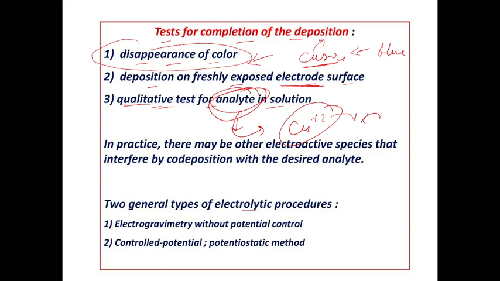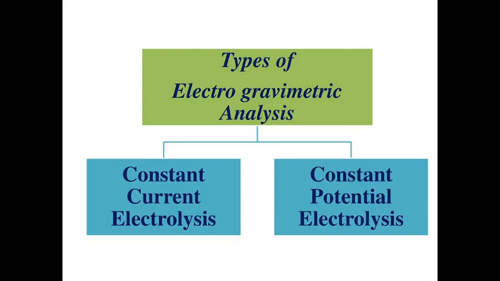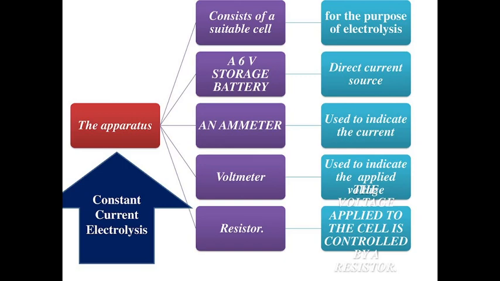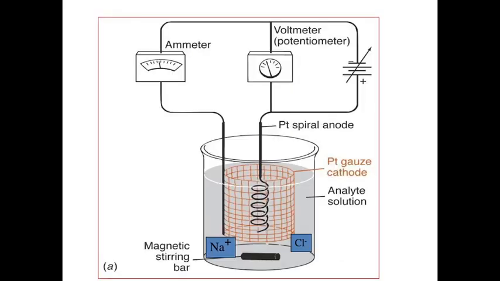Two general types of electrolytic procedure are there: electrogravimetric without potential control, and with controlled potential, where we control the potential, meaning a fixed potential. Then the types of electrogravimetric analysis are constant current electrolysis and constant potential electrolysis. As the name says, constant current means you are keeping the current constant, and in the other you are keeping the potential constant. This apparatus we have already discussed and drawn previously, so I am not going into much detail.